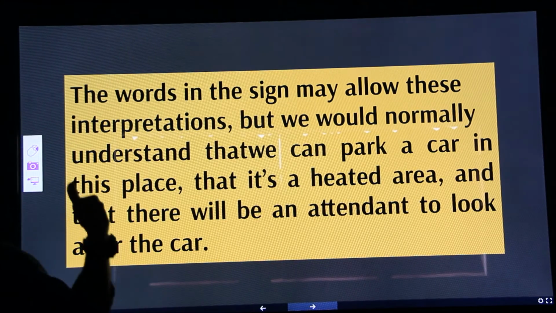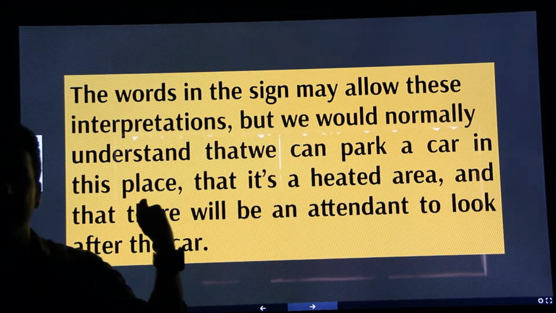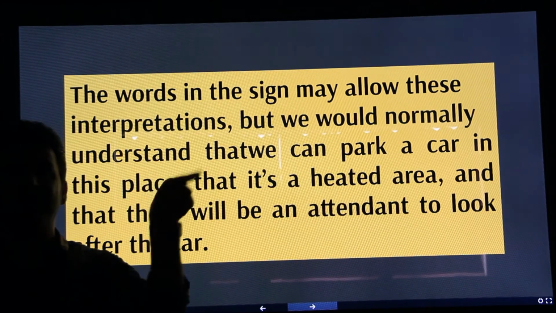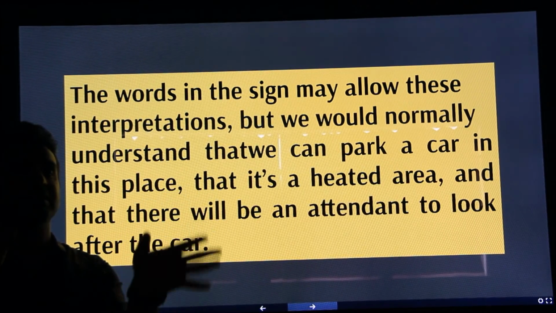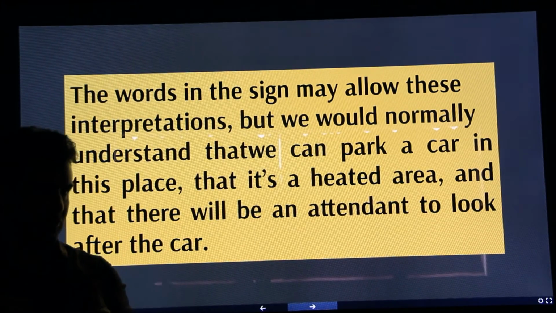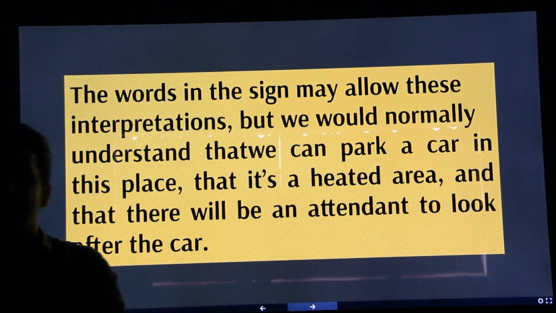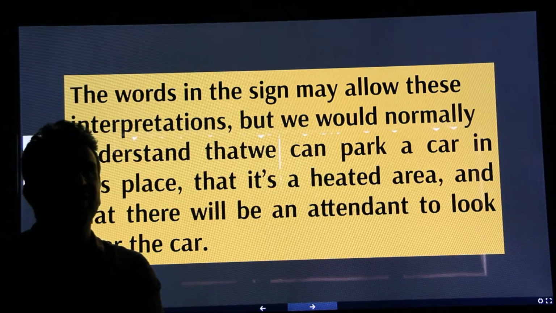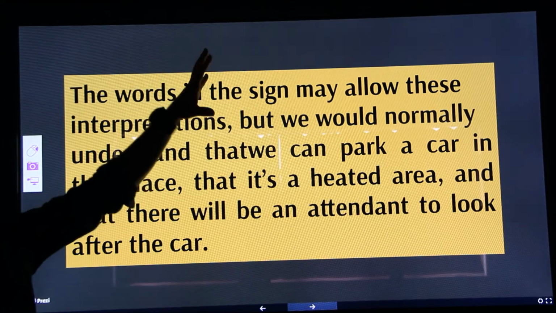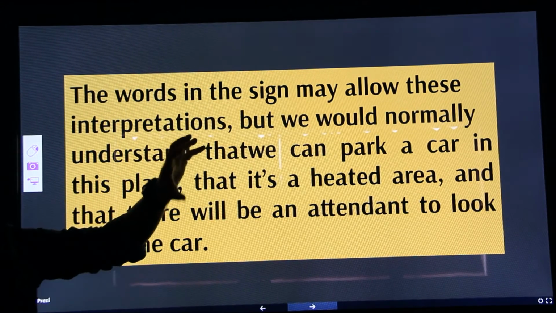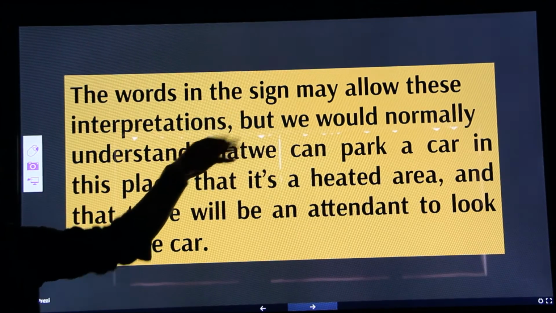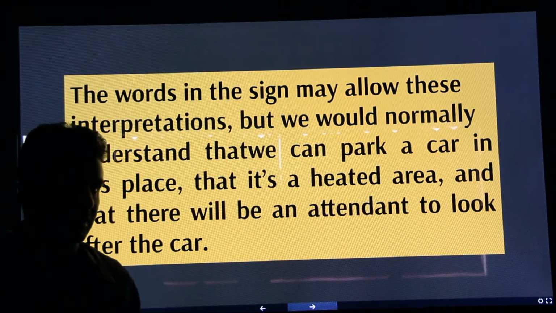When you see that sign, you can understand that the place where you park your car is heated. Heated: the place is heated. Attendant: there is an attendant looking after this place. Parking: you can park your car here.